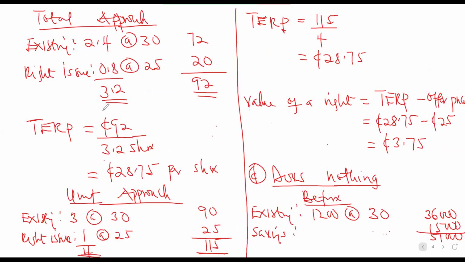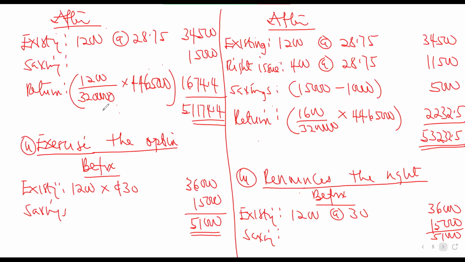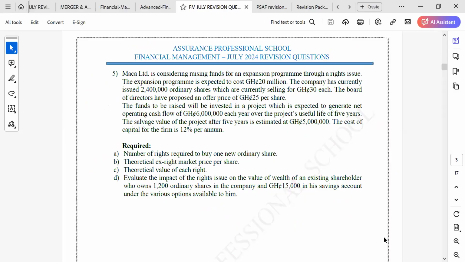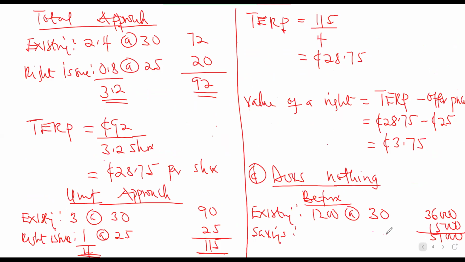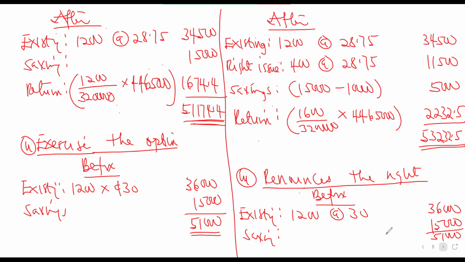Okay, so let's come here. If the person does nothing, what will be the impact? You can see that his current figure will increase by what? The question is asking you to evaluate the impact of the right issue on the what? So if the person does nothing, what will happen? There will be an increment of what? The difference between the two.